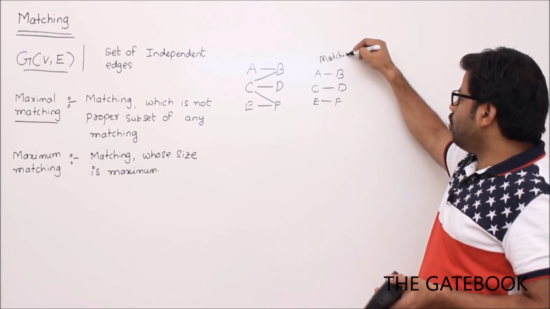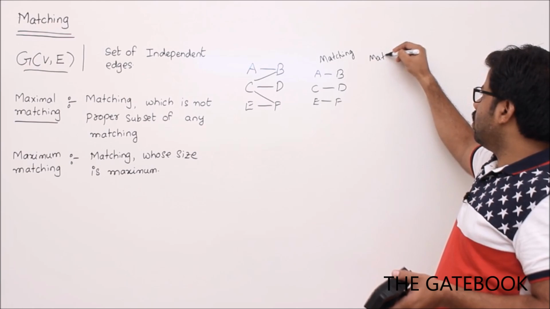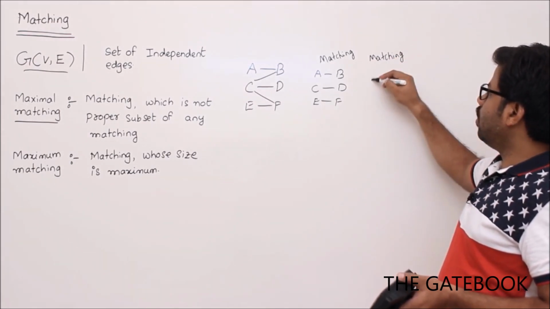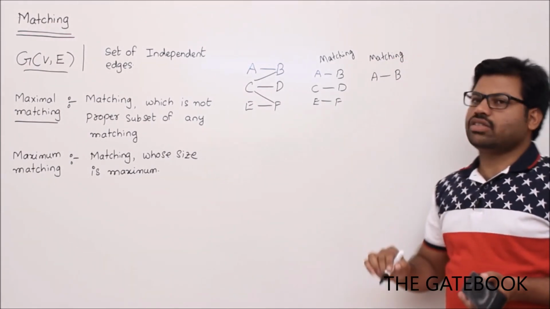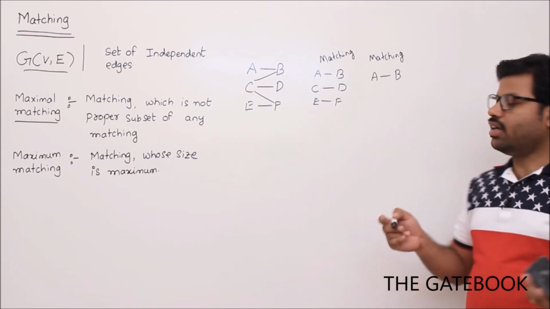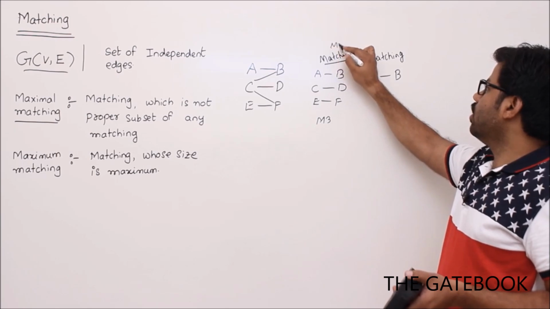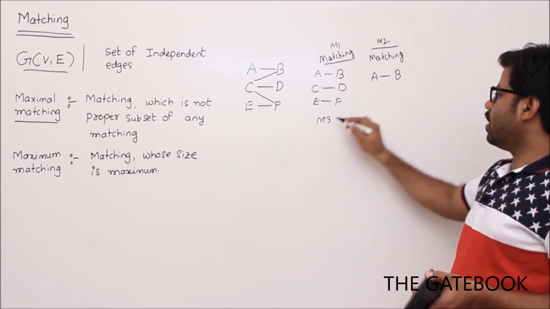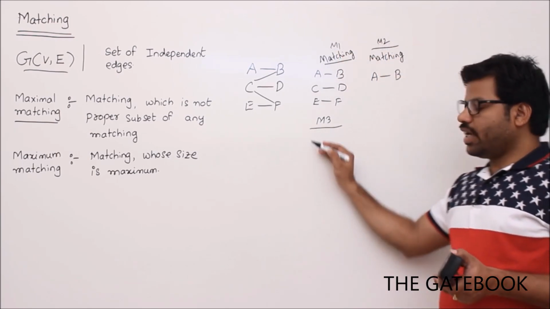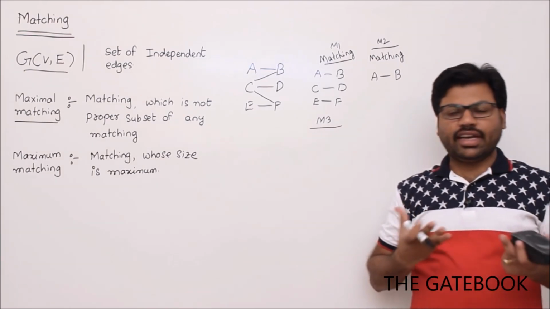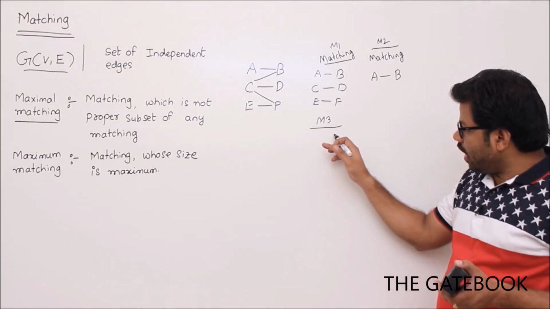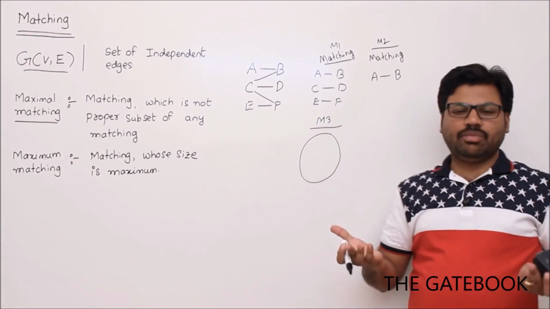Okay, so one more matching I draw. Just A to B, that's it. Whatever I have taken is independent, right? So one more matching, let's say this is matching M1, this is matching M2, let's write one more matching, M3. So I don't take anything. If I don't take any edge, whatever I have taken, which is nothing, is still independent, right?